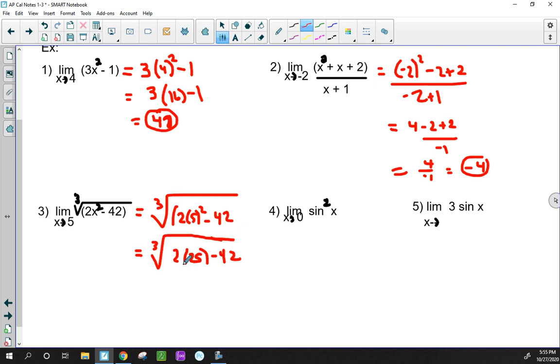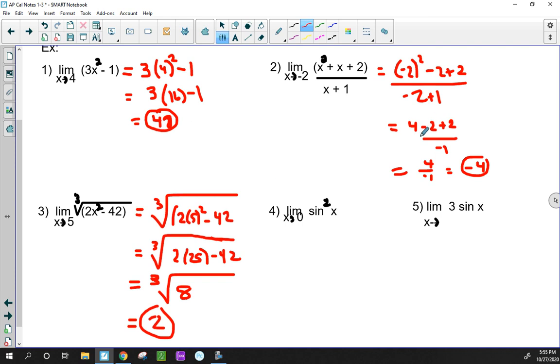I need to simplify, so it's still the cube root of, and I got 50 minus 42. 50 minus 42 is 8, and I'm looking for the cube root of 8, and the cube root of 8 is just 2. And so the limit of this function is 2.